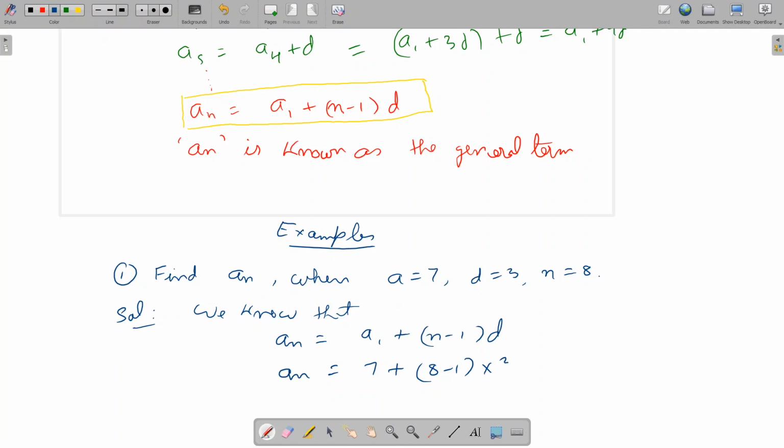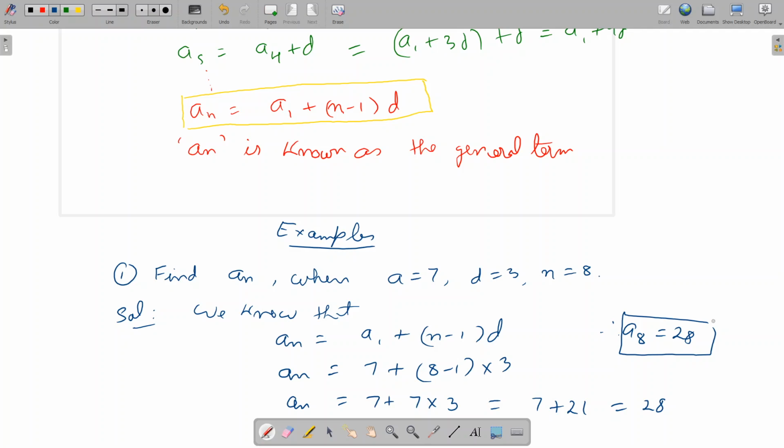D is 3. So we calculate this and get An equal to 7 plus (8 minus 1), which is 7, into 3. This gives us 7 plus 21, and that gives us 28. So what is our An in this case? An means the 8th term, so An will be 28. Therefore, we can say that A8 equals 28. So it's very simple. All the questions in the exercise are very simple. Simply you have to remember the formula for the general term of an AP.